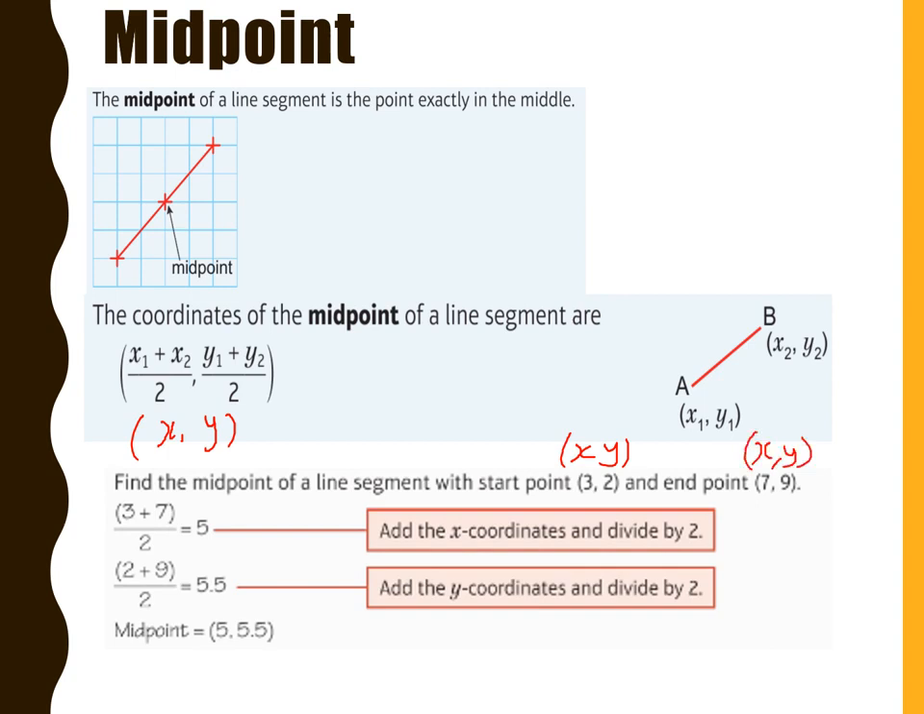So we add the x's, 3 plus 7 divided by 2, which gives us 5, and 2 plus 9, 11 divided by 2 gives us 5.5. So that is our midpoint. The midpoint has to be in coordinate format. So it has to be in x, y format.